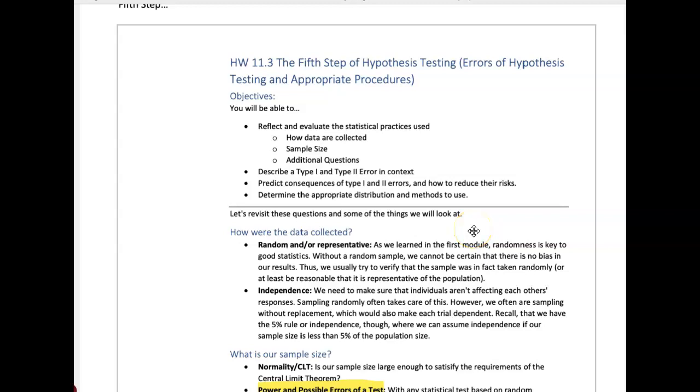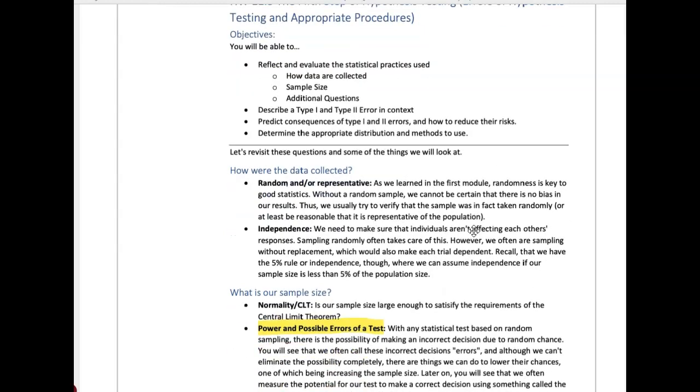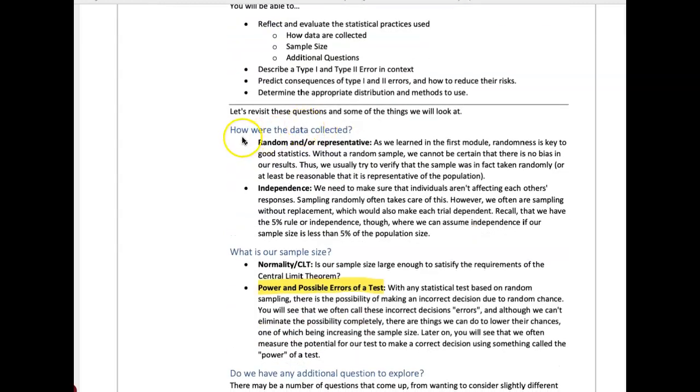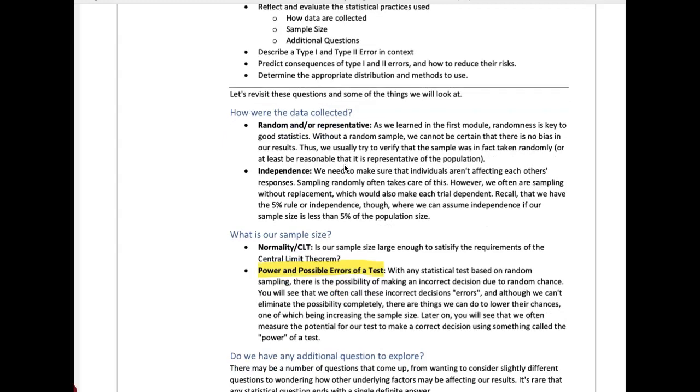In this module, we're going to remind you about that fifth step of hypothesis testing. It's the reflection on statistical practices. And so we ask certain questions. Was the data collected appropriately so it's representative? Was it done in a random manner? Was there some random assignment? The key is that there's randomness to that process.